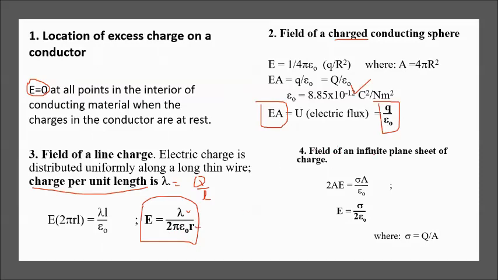For field of an infinite plane sheet of charge, use the formula. Okay? So, where sigma is charge divided by area. Charge per unit area is sigma.